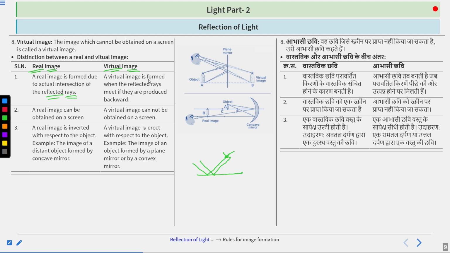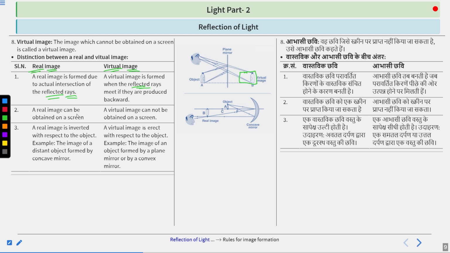A virtual image is formed when the reflected rays meet if they are produced backward. For example, this is the plane mirror. If you see, these rays are going parallel and are not going to intersect each other. But if we draw suspension lines from here, then these lines will intersect there. So here you can say the reflected rays are intersecting in the backward direction. Whenever this kind of situation happens, it is known as a virtual image.